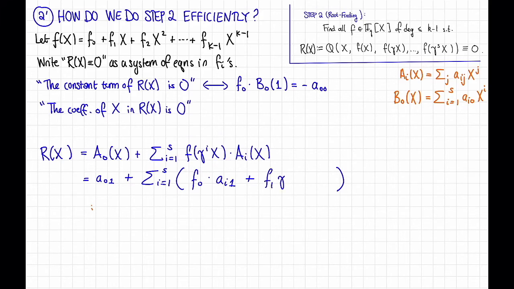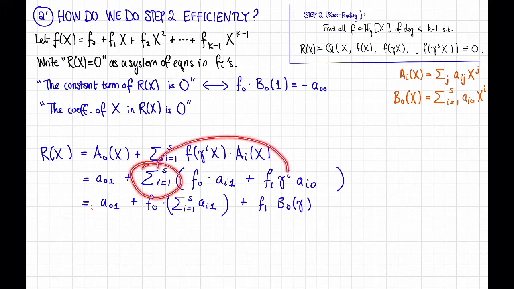times the constant coefficient of that thing, which is ai0. Rearranging this, this is equal to a01 plus f0 times the sum from i equals 1 to s of ai1 plus f1 times b0 of gamma. Here I'm bringing this sum into there and using our definition of b0. And hopefully now it's a little more clear why we defined b0 the way it is.